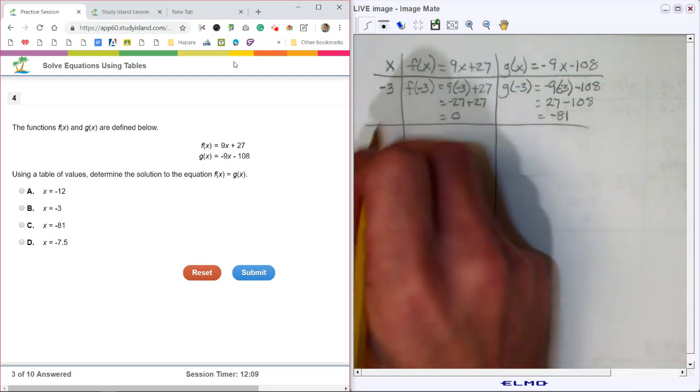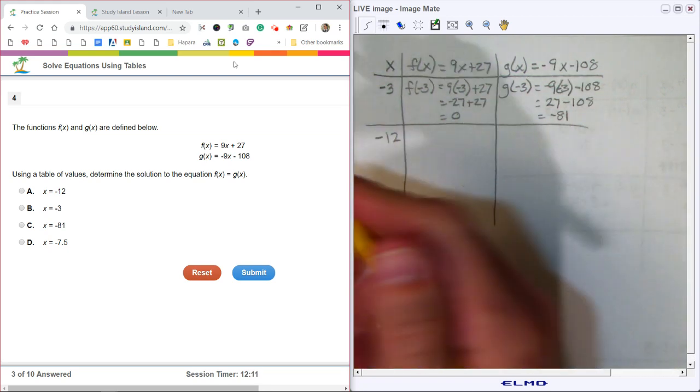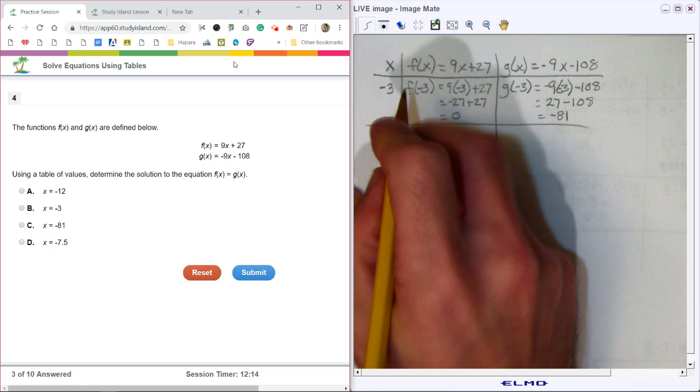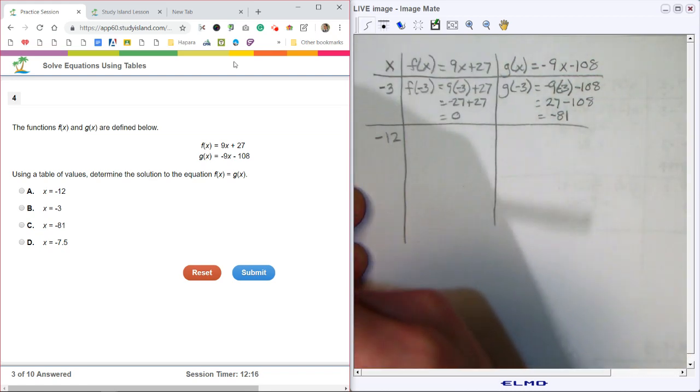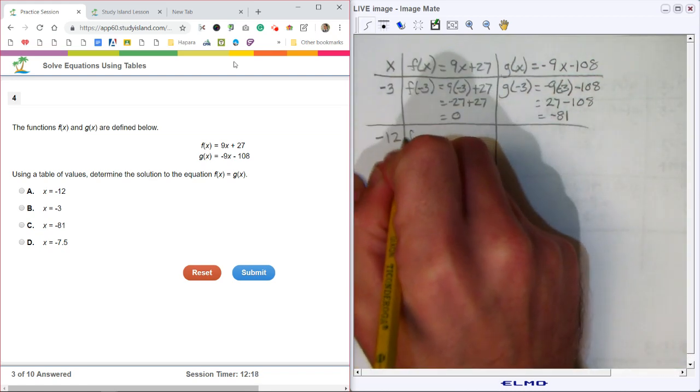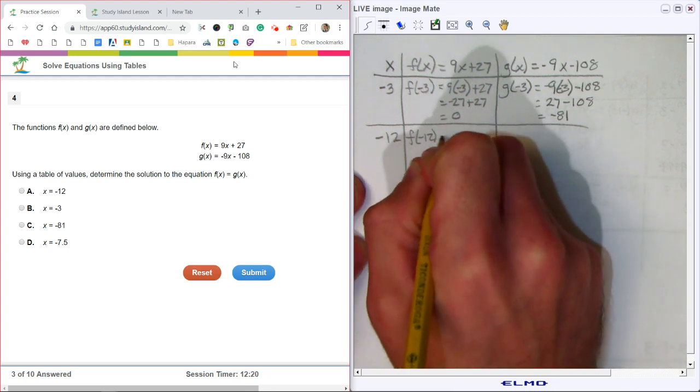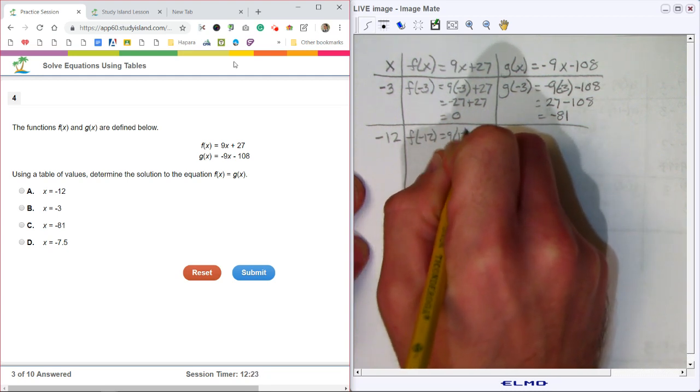Next, -12, let's say. There's not a particular order you could try these in. You can do it whatever order you like, really. If you're just going through the answers, it's fairly simple. F of -12 is equal to 9 times -12 plus 27.